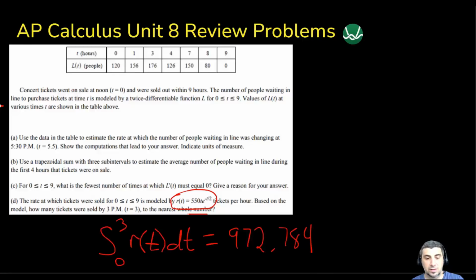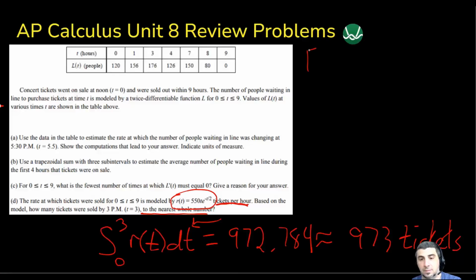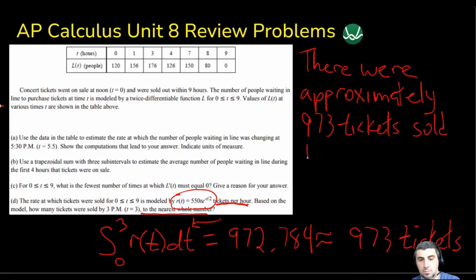Now, remember, they said to round it to the nearest whole number. So this is approximately 973 tickets. And if you're wondering how the units work out, R of t is tickets per hour. Right here, they told us. And then dt stands for change in hours. So tickets per hour times hours, you get tickets. Now you could write a sentence saying there were approximately 973 tickets sold by 3 p.m.